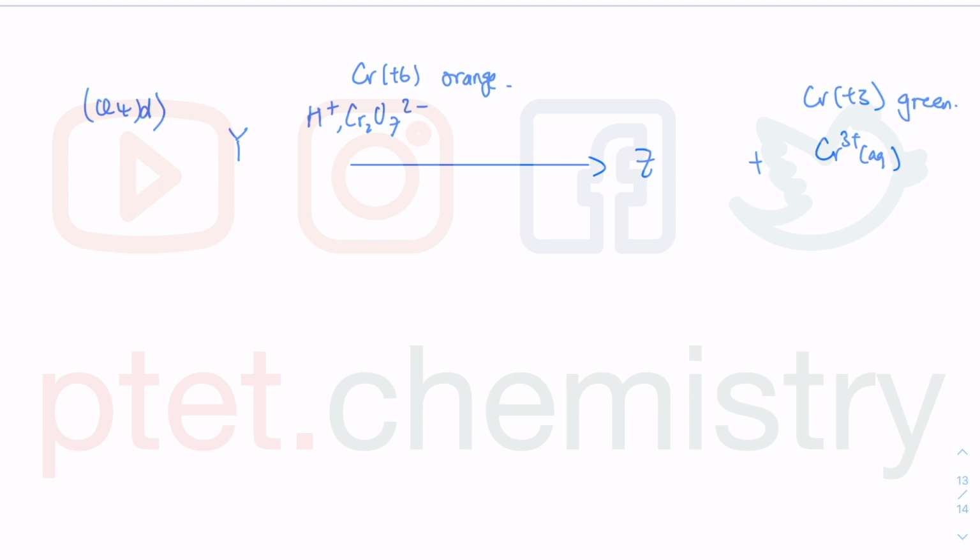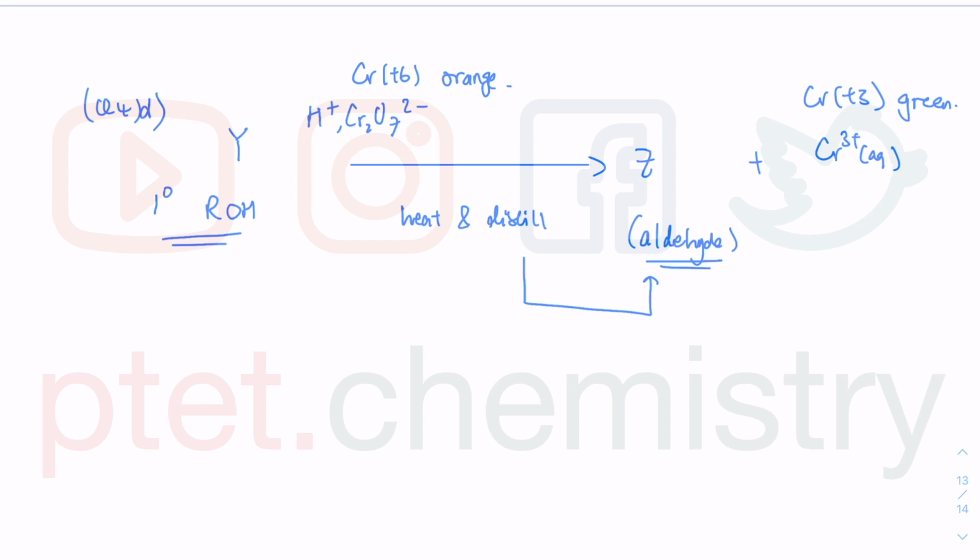Z is distilled, so this is heat and distill, meaning to say if you have primary alcohol, you can stop at the aldehyde. Most likely Z is aldehyde then, because of that information given about the distillation as it is being made, because aldehyde has a lower boiling point than the alcohol. If you can get aldehyde, this suggests that it must be primary alcohol.